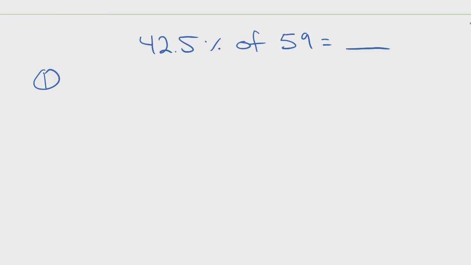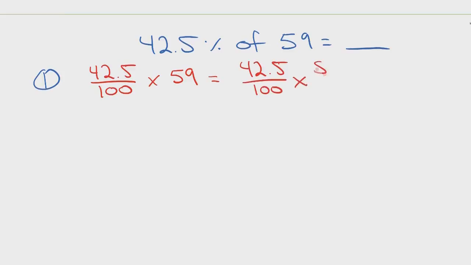So here is the fraction way. A percent is out of 100. So if you have 42.5%, what you're saying is you have 42.5 out of 100. Of means times 59. And then you just write this as a multiplication of fractions: 42.5 over 100 times 59 over 1, because 59 over 1 is the same as 59. Basically, all you're going to do is multiply and then divide by 100.